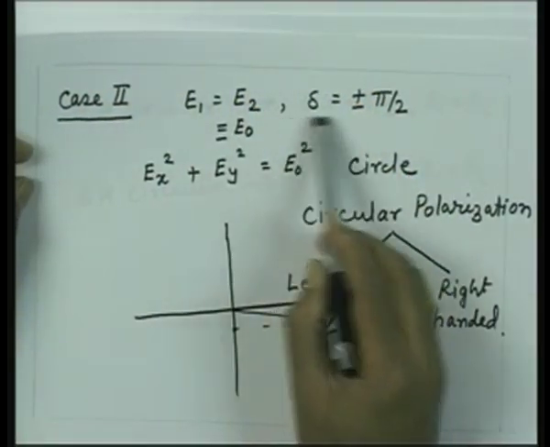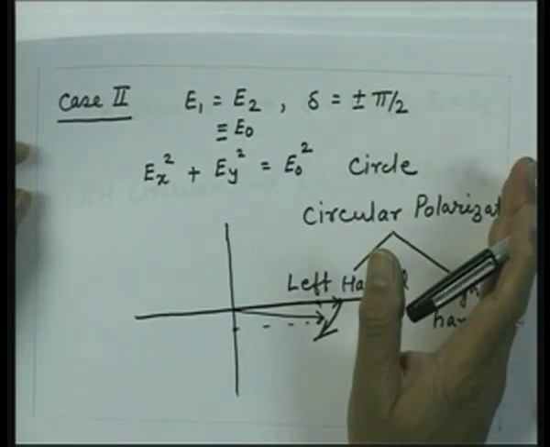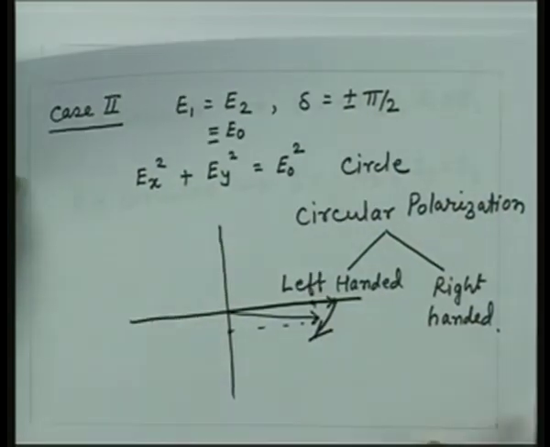So, when we define the state of polarization, only the shape which the tip of the electric field vector draws is not adequate, because it does not define uniquely the state of polarization. The shape which the tip of the electric field vector draws, combined with the way that it is drawn, or the sense of rotation, that defines completely the state of polarization. As a general case, then, when none of these conditions are satisfied, as we saw for circular polarization in case 2, so in general, when E1 is not equal to E2, and delta is not equal to plus minus pi by 2 or 0, then we will have in general the ellipse drawn.